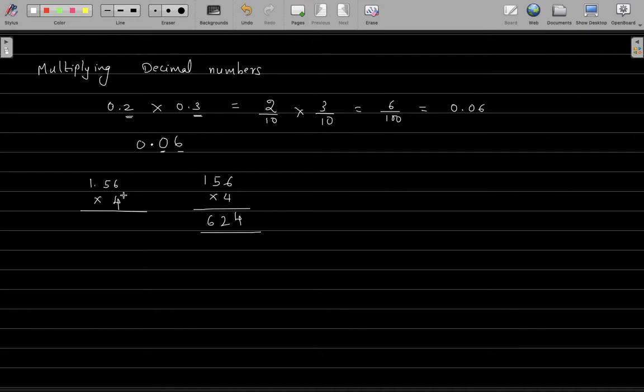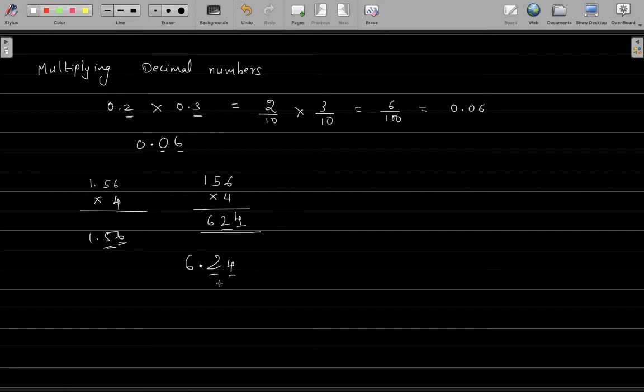Then what should be 1.56 times 4? In 1.56 you have two decimal places after the decimal point. So starting from the right hand, 1 and 2 decimal places. You leave 1 and 2 decimal places and keep a decimal point to the left of it, making your answer 6.24.